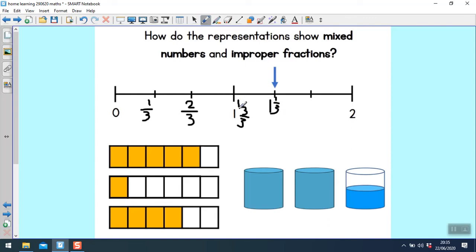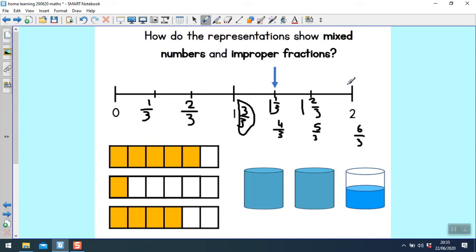Remembering that we're adding on a third each time, so 3/3 plus 1/3 gives us 4/3. 1 and 1/3 plus another third gives you 1 and 2/3, which is the same as 5/3. And then 5/3 plus a third gives you 6/3, and that's the same as 2 whole ones. This line here means divide, so 6 divided by 3 equals 2.